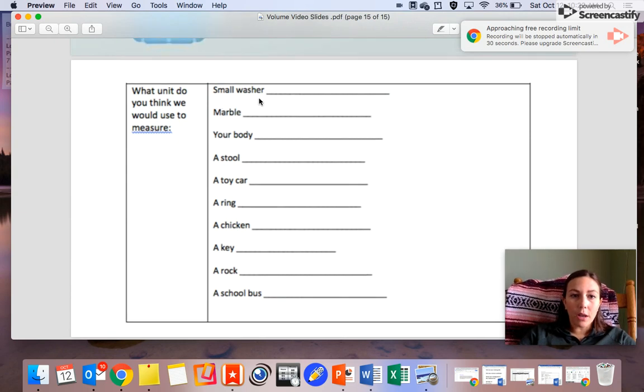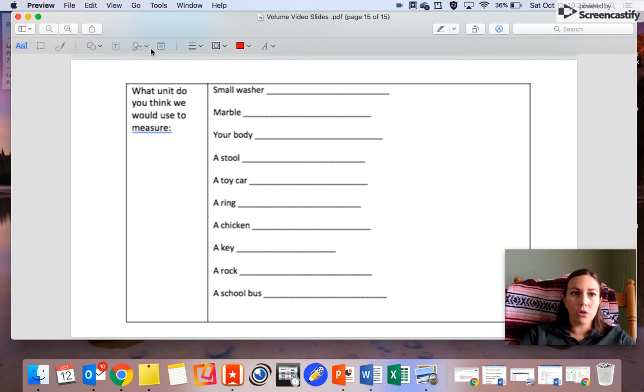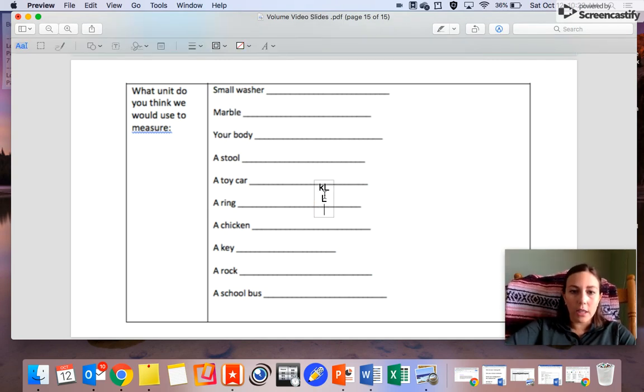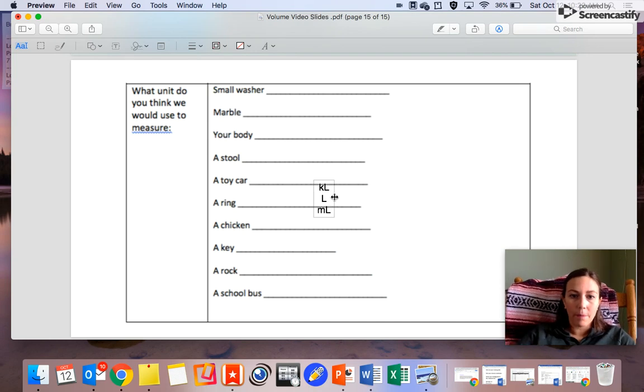And I want you to think about these objects and write down what unit that you would use to measure them. It would be either a kiloliter, a liter, or a milliliter. And remember, the liter part is always capitalized when you're writing on here.